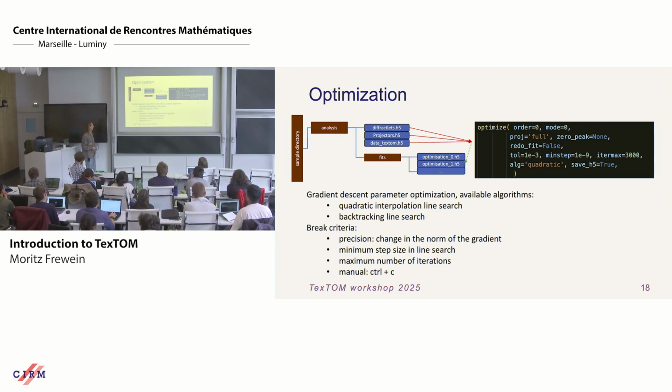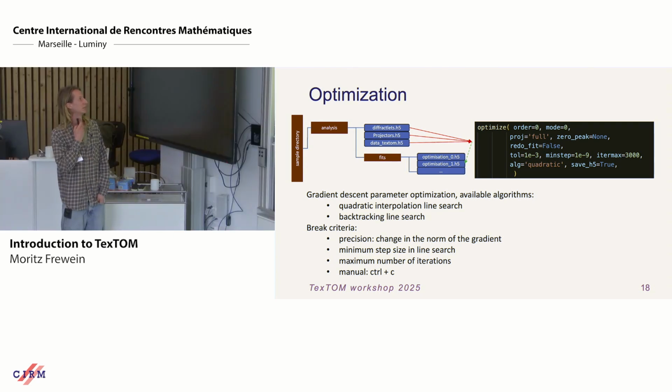And then when we have all of this, so the diffractors, the projectors, and this pre-processed data, we can do the optimization. As I mentioned, the problem is actually completely linear, so we can use a simple gradient descent algorithm. This quadratic interpolation line search was working really well, so this is the standard parameter here.